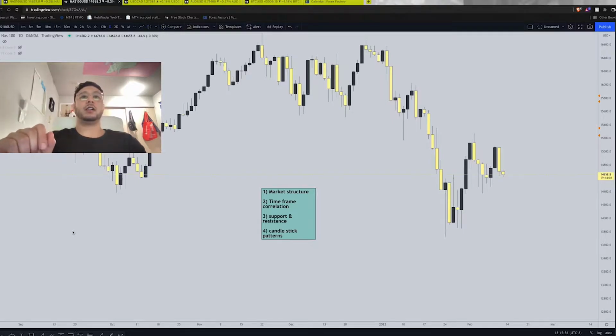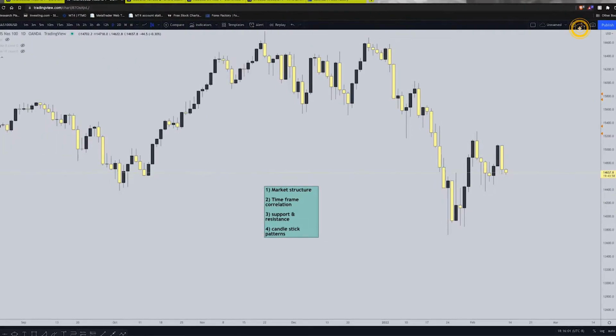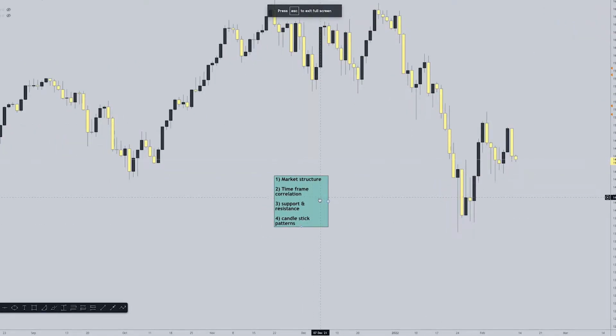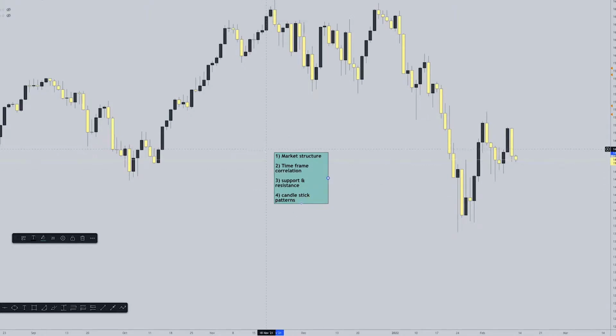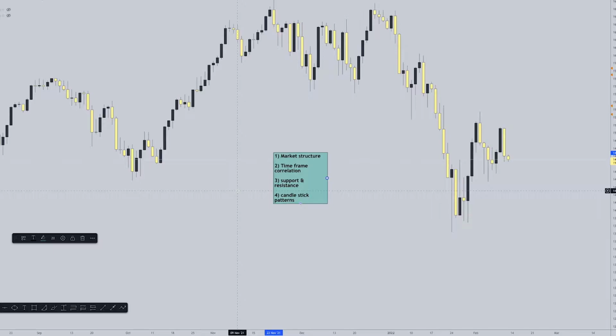What's going on, everyone? Here we are on the charts. We are looking at the Nasdaq 100. I'm gonna go full screen right here, and you can see here I have just a 4-item list of 4 things you need to be good at or understand before you can use this strategy.